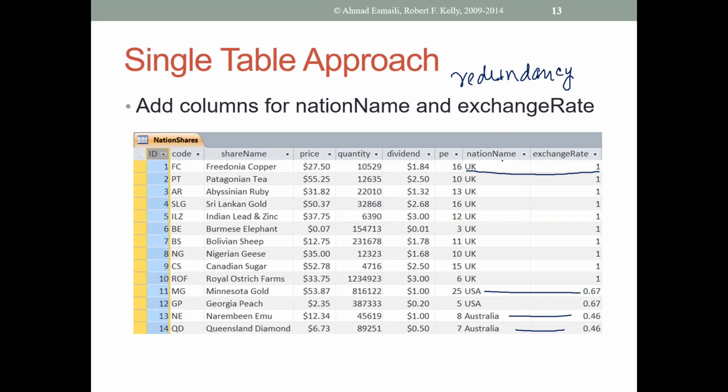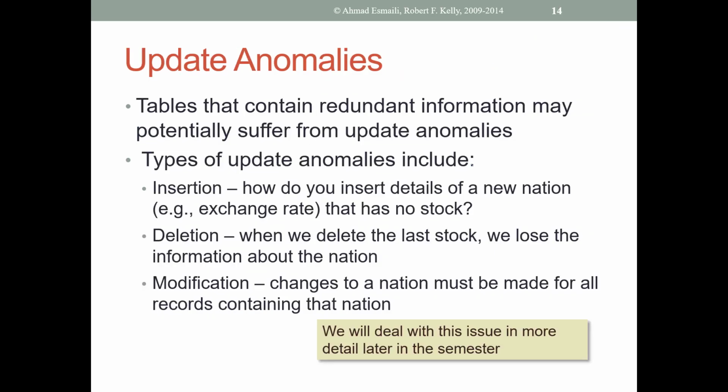But there are some other problems also, which are reflected by anomalies, and anomalies arise because of the redundancy. The redundancy in the database results in anomalies. So let's look at what the different anomalies are that we might have. These are very important. Update anomalies: there are three types, insertion anomaly, deletion anomaly, and modification anomaly.